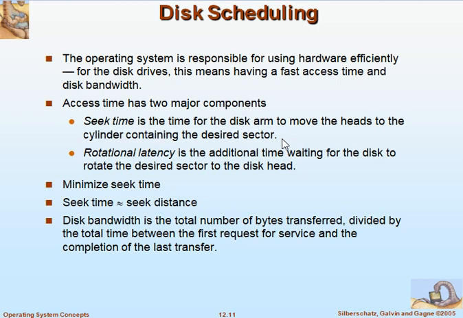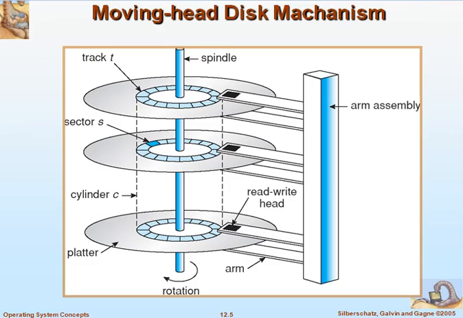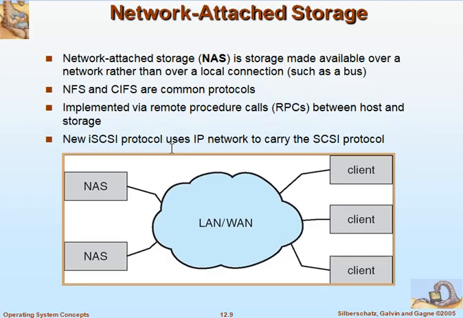Let us quickly look into the diagram that we have. You can see here, this is the arm assembly and this is the arm, and you can see the heads. So what is the seek time? It is the time taken by the disk arm to move to a particular cylinder, the cylinder where the desired sector is present. That time is called the seek time.